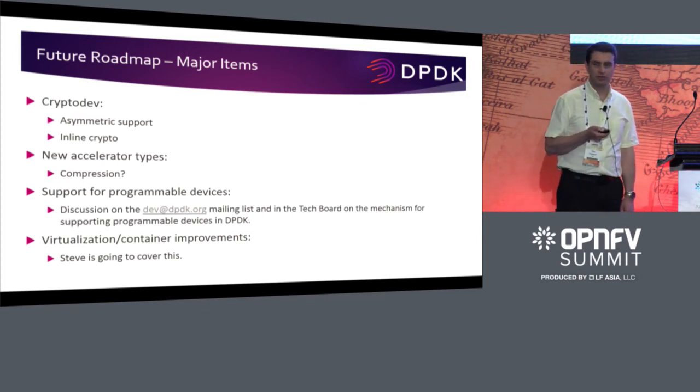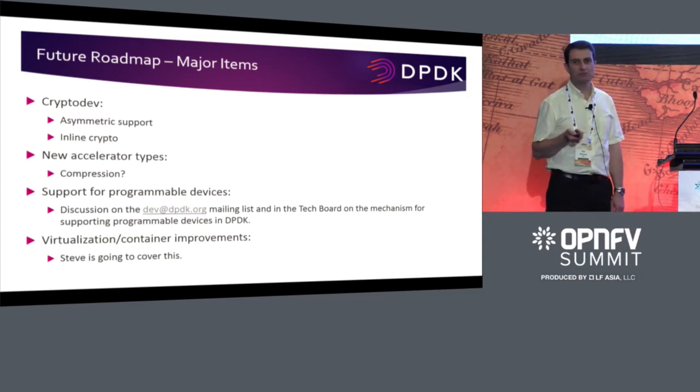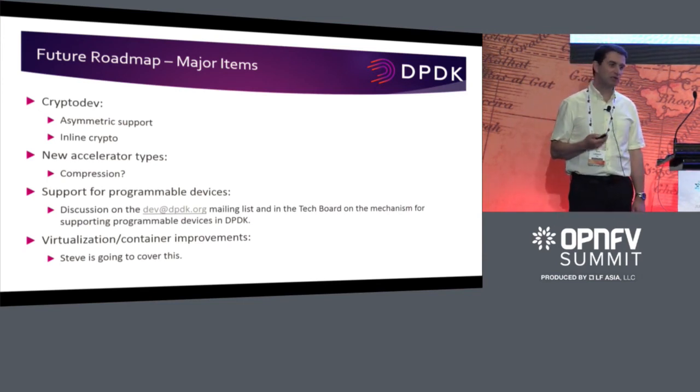Again, those of you who follow the development mailing list will have seen some discussion on support for programmable devices. So there was a proposal to add a ProgDev, programmable device API to DPDK as one way to be able to configure, download a personality to a programmable device. That spawned a lot of good discussion on, is that the right way to do it, or is there an alternative way to do it? There's some investigation in progress into different models for support of programmable devices. So over the next couple of releases, I think you'll see more in terms of DPDK support for programmable devices.